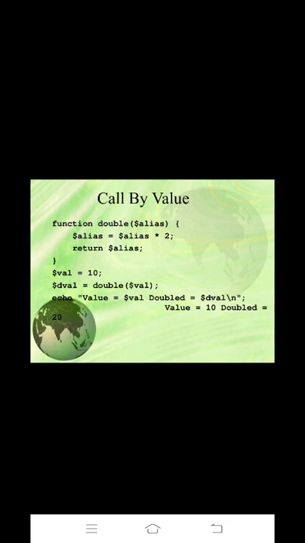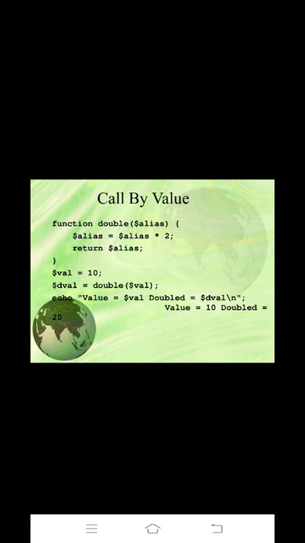Next we will take another example. See this. Okay. Next, this is call by value. So already you know that function. See here the example of call by value: function double($alice). In that function, the function name is double, and the variable name is $alice. The body of the double function is $alice = $alice * 2; return $alice. So after multiplying by 2, when you call it again you will get $alice, meaning the alice value.